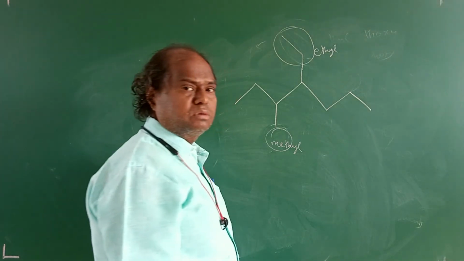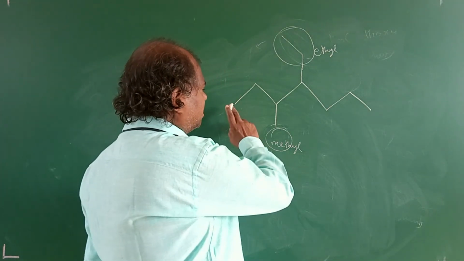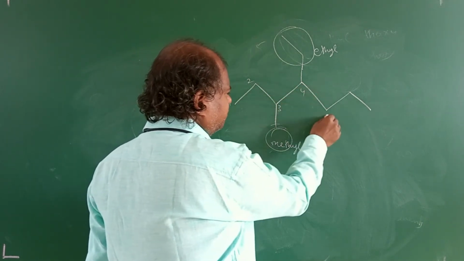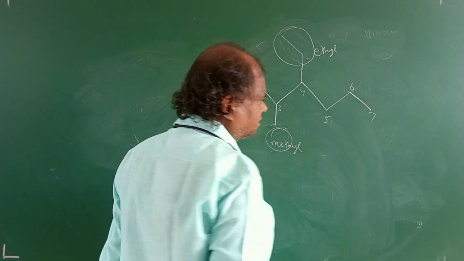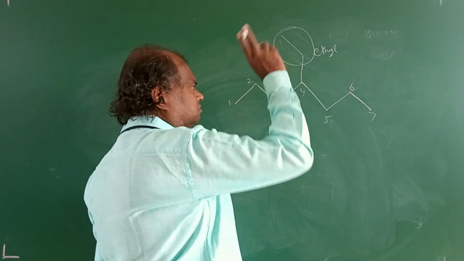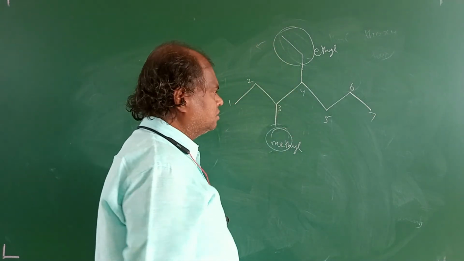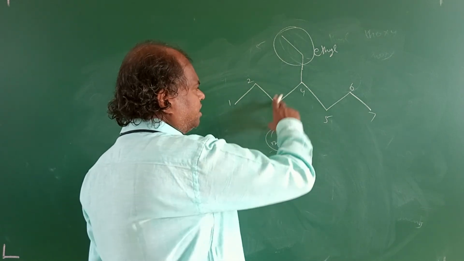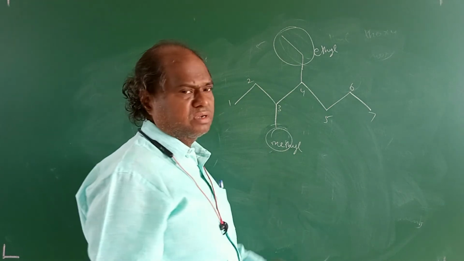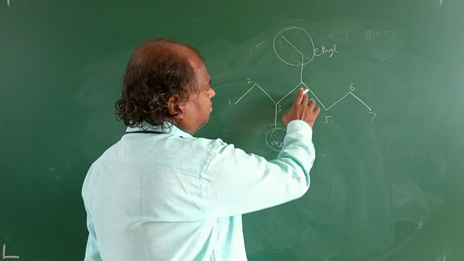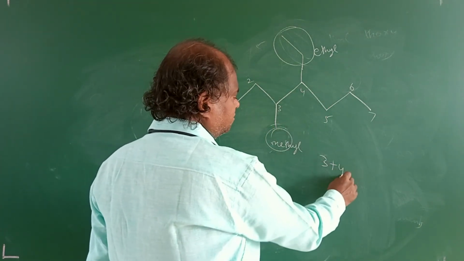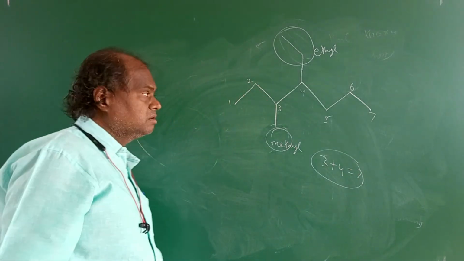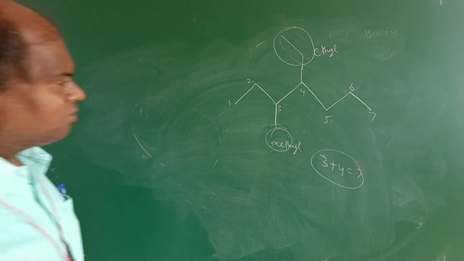Now let us see the numbering. So if you see the numbering: 1, 2, 3, 1, 2, 3, 4, 5, 6, 7. Correct? And the longest chain is this only. I don't think there is any problem. This is the longest chain. If you take anywhere, okay, fine, the longest chain is that only, right? So what is the sum of the numbers? 3 plus 4, 7. Friends, are you getting 3 plus 4, 7? Clear?